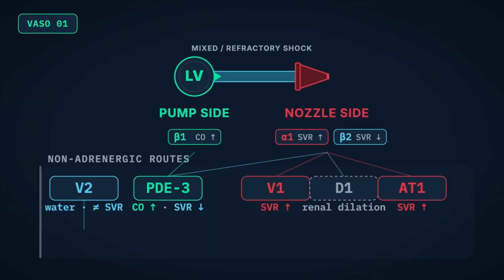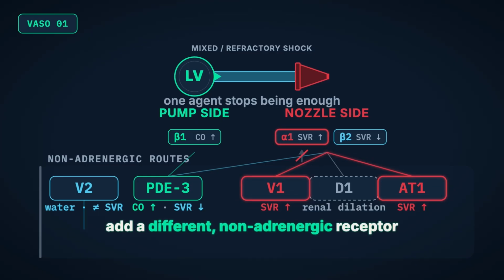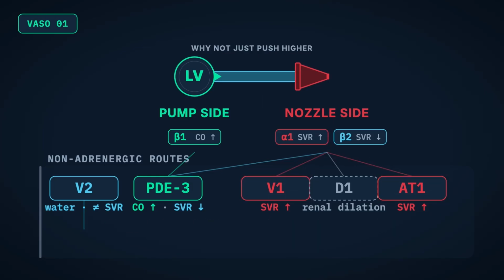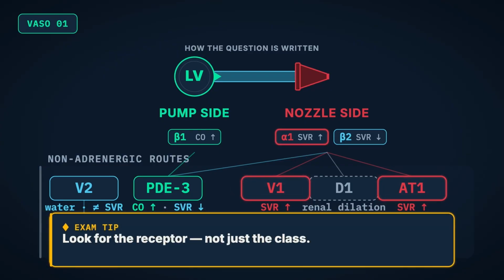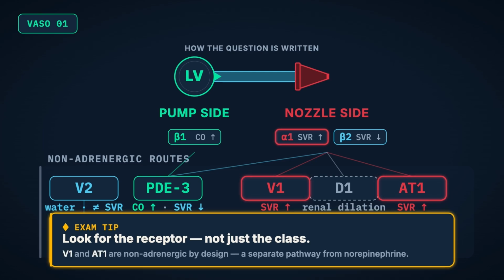One more pattern worth carrying forward. In mixed or refractory shock, when one agent stops being enough, practice tends to add a second drug on a different non-adrenergic receptor, vasopressin or angiotensin II, rather than just pushing the first drug higher. Stacking two agents on the same adrenergic pathway compounds the same receptor fatigue that got you here in the first place. Exam tip. If a question describes a drug added on top of norepinephrine, look for the receptor, not just the class. Vasopressin, V1, and angiotensin II, AT1, are non-adrenergic by design.